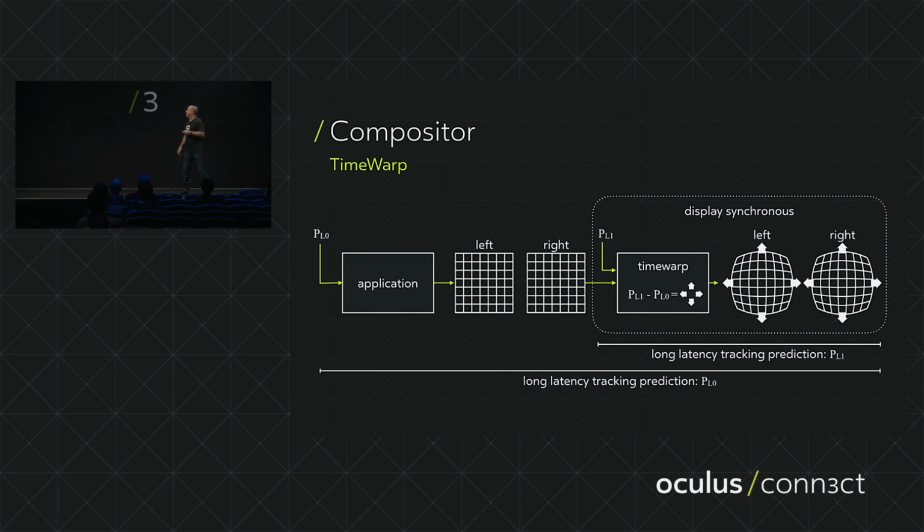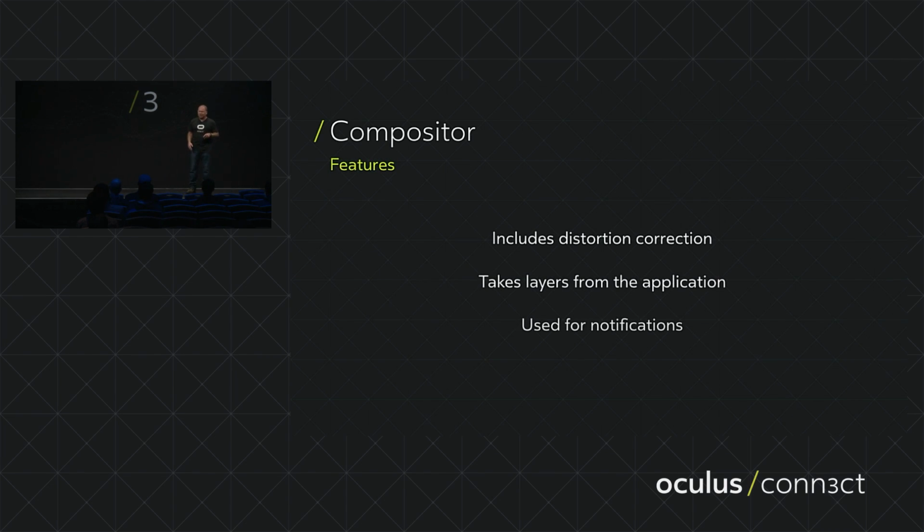And the other thing in this image is you can see that we apply distortion correction there. And that's an important aspect of what the compositor does as well, because the lenses that we use necessarily have this pincushion distortion. But again, the compositor does this distortion correction, which includes chromatic aberration correction. It takes layers from the application, and this is something that didn't get used in the very early parts of the very early apps for the VrApi.